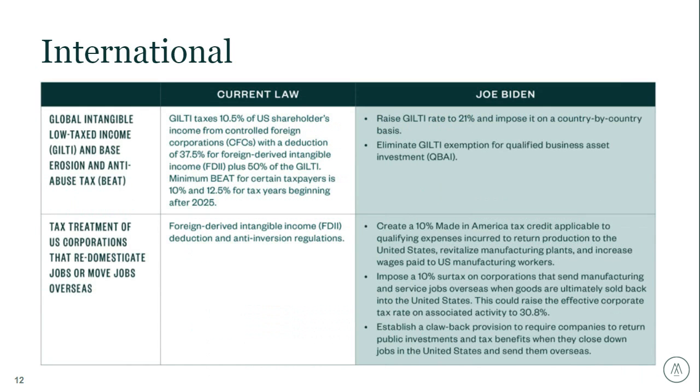On international, we have GILTI provisions, GILTI taxes that are imposed on different companies, and what Biden would do is basically double the rate of those and then eliminate a GILTI exemption that is currently in place.